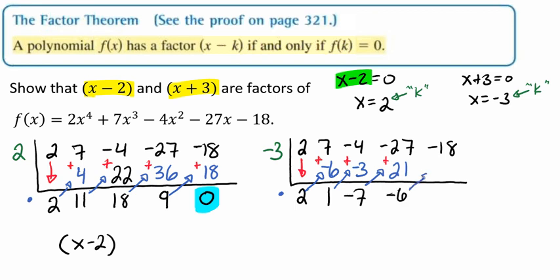Now we get to multiply. Negative 6 times negative 3 is a positive 18. And we get to add, and we're going to get a 0, just like we needed to. And it doesn't always work out, but it did in this case. So here we just showed that x plus 3 is a factor. So we've done our job, and we've shown that they are in fact both factors.